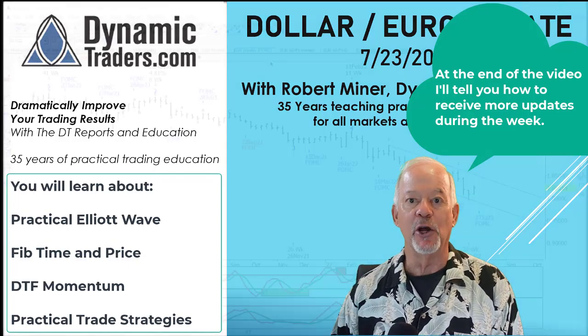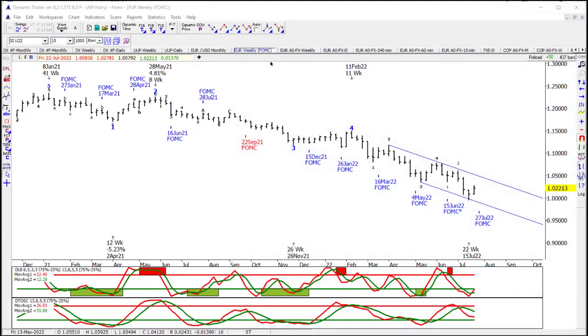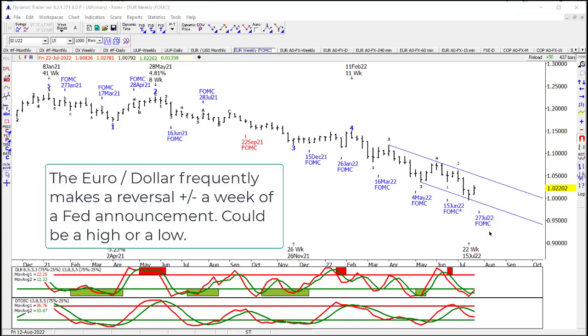Okay, here we go. So this is the euro weekly data, and it shows the weeks when there were Fed announcements over the past year and a half or so. I'm not going to go over them all. The reason I bring this to your attention is that next week is a Fed announcement, next Wednesday, and typically the euro and the dollar has a very high frequency of making a reversal plus or minus a week of a Fed announcement.